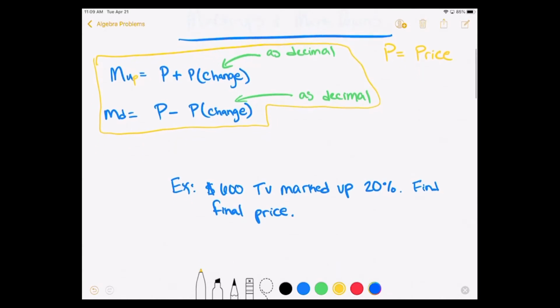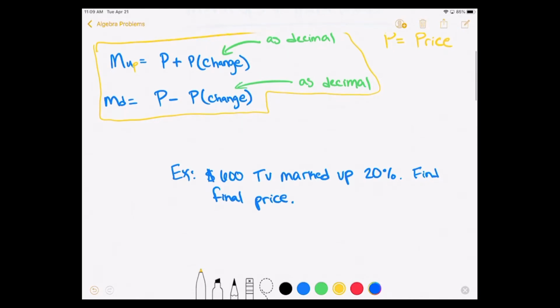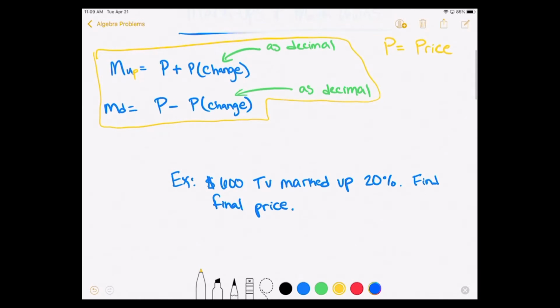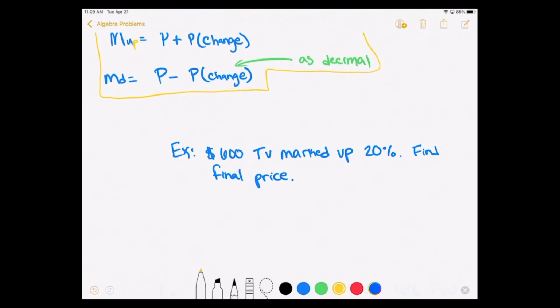Using this equation, we're going to do this first example real quick. Pretty simple. I have a $600 TV. I marked it up 20%, and I need to find the final price. So here's what you're going to do. You're going to use our first equation. We have a markup. My price is 600, as the problem says, plus 600 times, again, it is 20%, but we got to move the decimal 2 spots to the left and change it to a decimal.